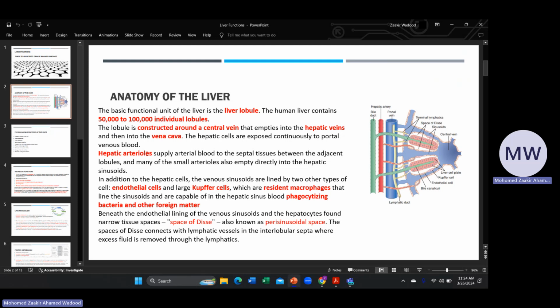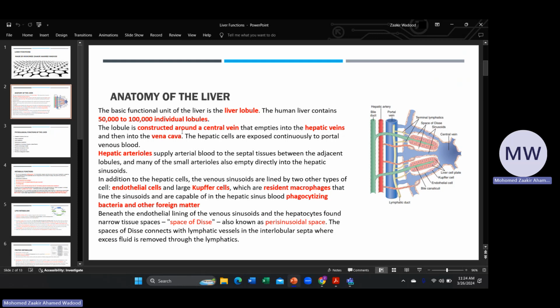So these are basically stuff like the central vein, which, as you all probably know, empties into the hepatic vein, and then that eventually goes into the vena cava. And then, of course, you can't forget about the arterial supply, which comes from the hepatic arteries and arterioles, which eventually empty into the sinusoid.